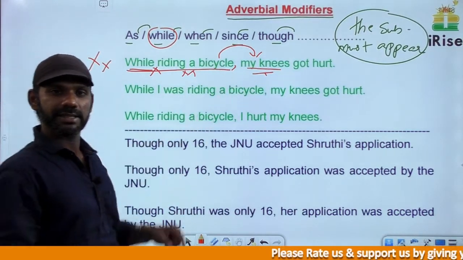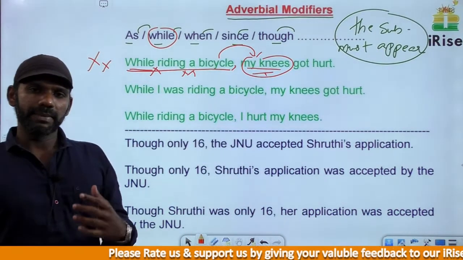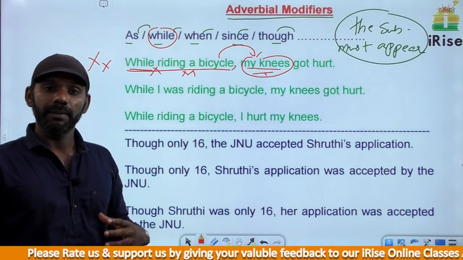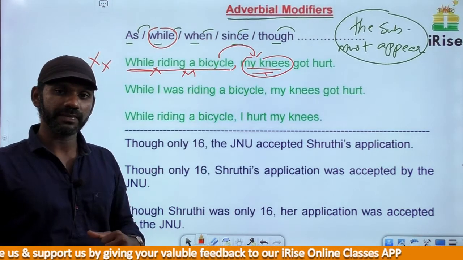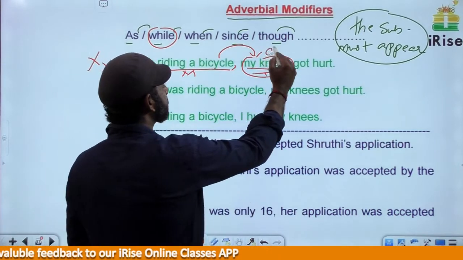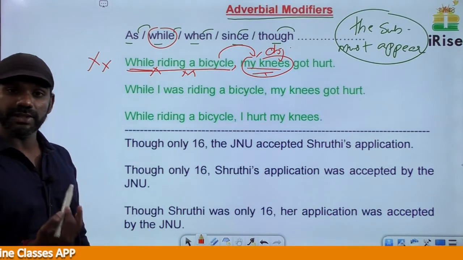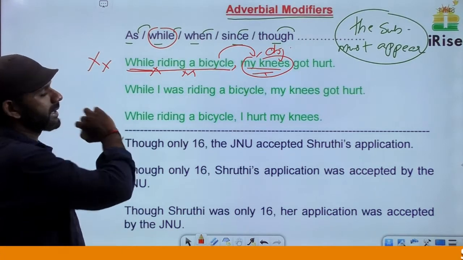My niece. My niece got hurt. Understand the meaning? My niece got hurt means my niece did the action or received the action? Received the action. Subject or object? Object. So immediately after while there is no subject. Immediately after the clause containing while also there is no subject. This sentence is grammatically wrong.